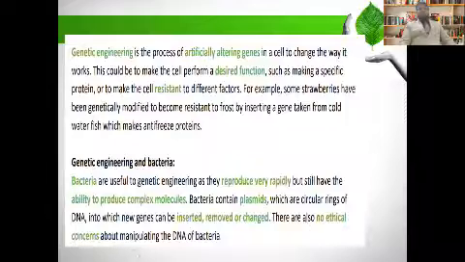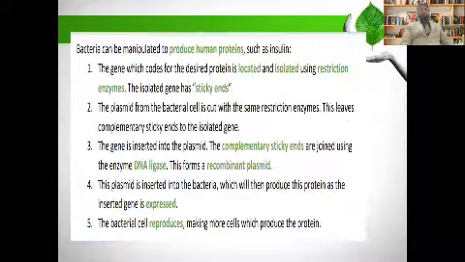There are also no ethical concerns about manipulating the DNA of bacteria, because if we take another organism as an example, or do some experiment on animals, so many more ethical and moral issues are raised. But as you know, we are using bacteria, so there is no ethical concern about manipulating the DNA of bacteria. Now, bacteria can be manipulated to produce human protein such as insulin.